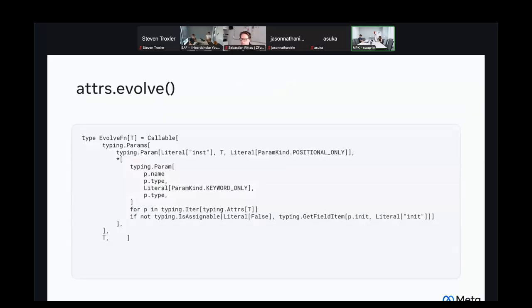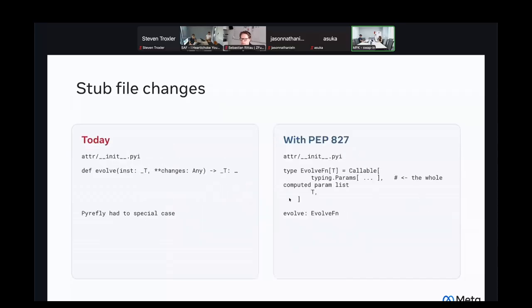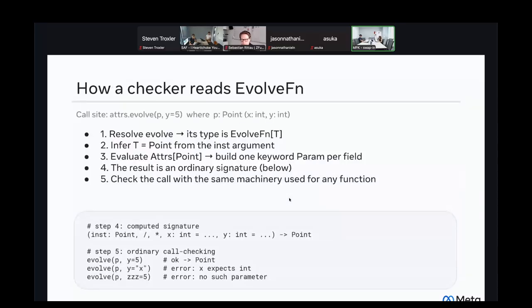And we can see here how the library maintainer could possibly declare their own type transformation. And so if checkers implement PEP 827 or something similar, they would be able to synthesize this method, and then do more accurate checking at type check time.